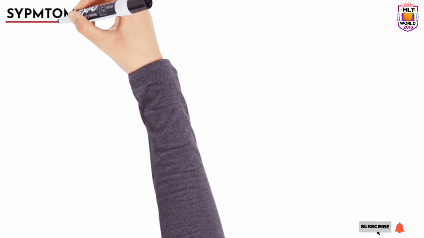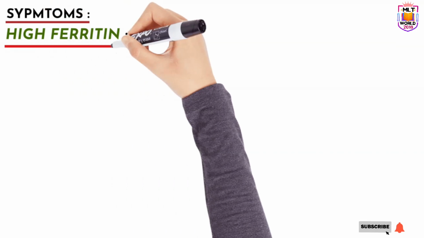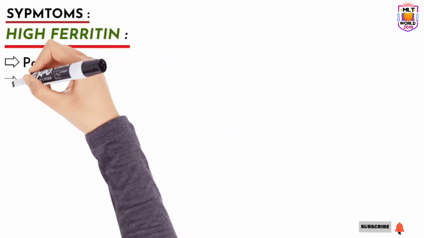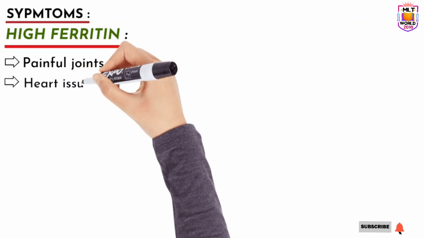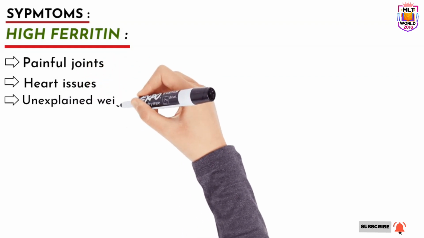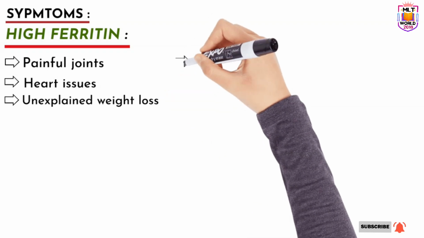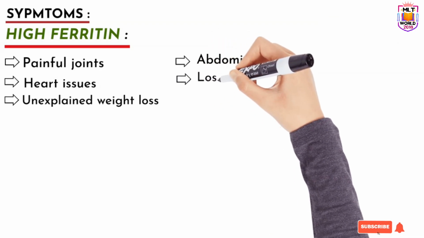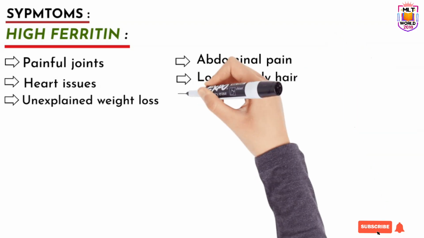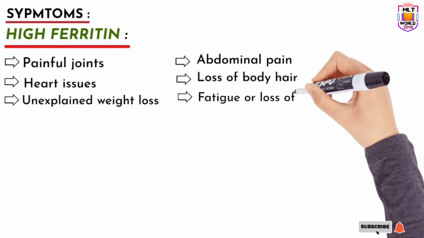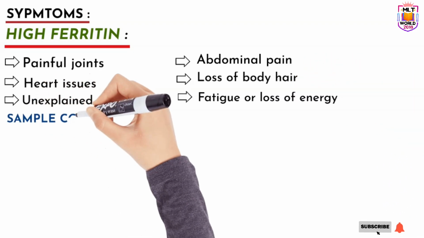If there is a high ferritin level, then what will be the symptoms? There will be painful joints, heart issues, unexplained weight loss, abdominal pain, and loss of body hair, and there will also be fatigue or loss of energy.